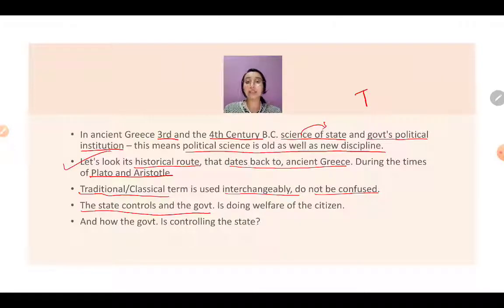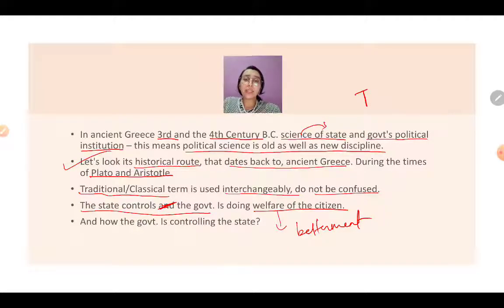So what is the main thing? The state controls the government, and the state is doing welfare for the citizens. It is very simple: the state is there, and the state controls the government, and what that state will do is work for the welfare, welfare meaning betterment of citizens, so that their standard of living, socially, economically and politically, rises from a low level to a high level.